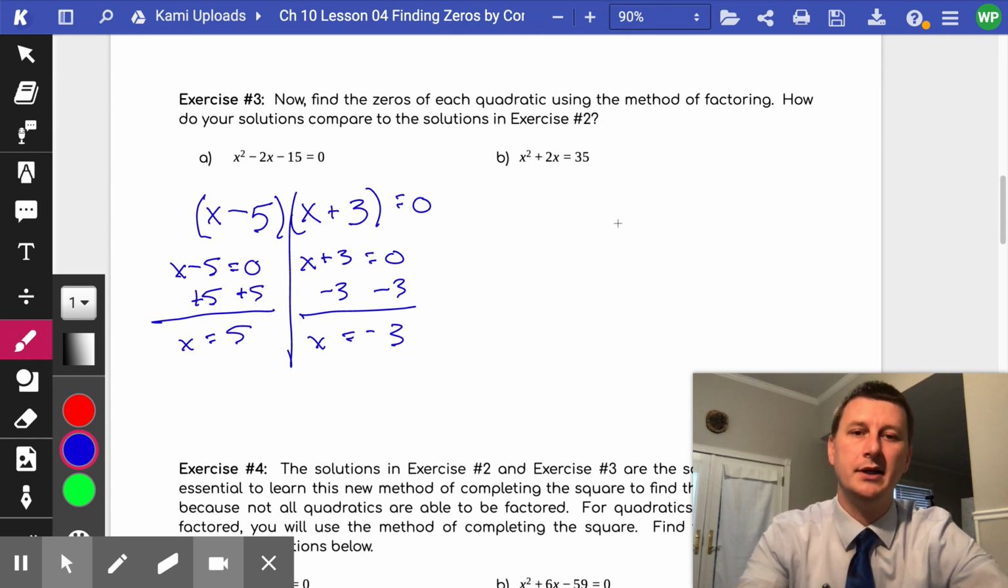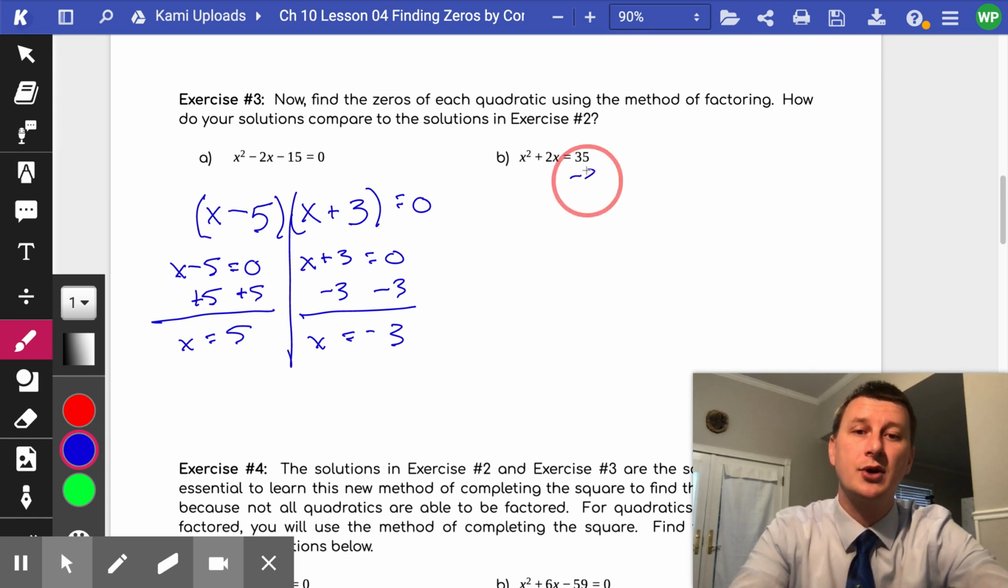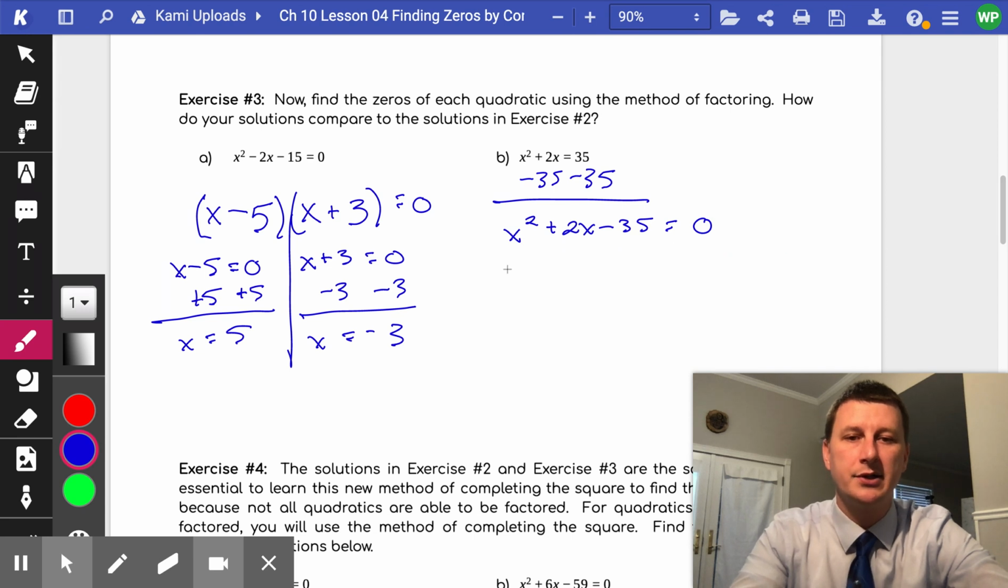So again, on part B, what you want to do first is make sure that this equation here is equal to 0. So let's subtract 35 to make sure that this equation is equal to 0. And we'll be left with x squared plus 2x minus 35 is equal to 0. Now that our equation is equal to 0, we're going to find two numbers that multiply to 35, and those same two numbers will combine to give me a positive 2.